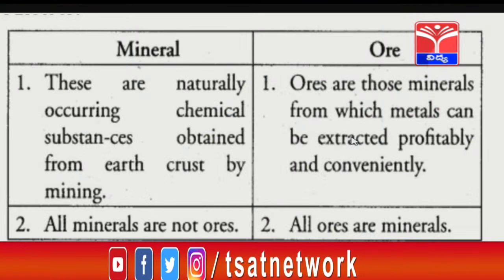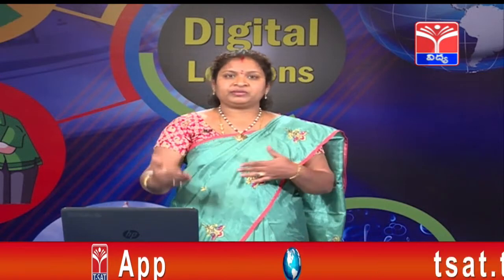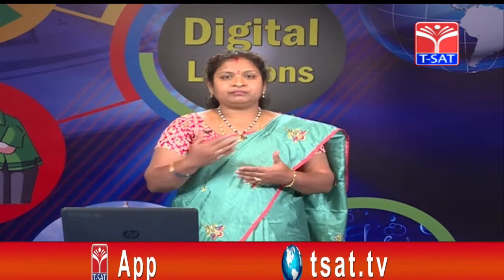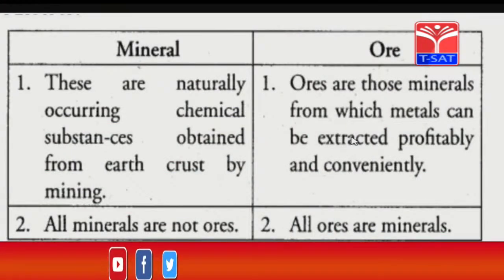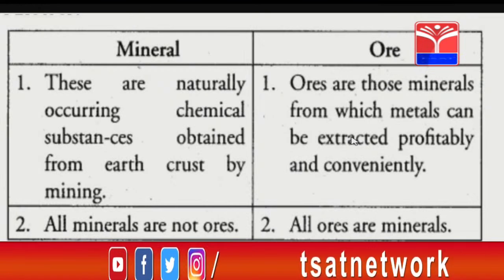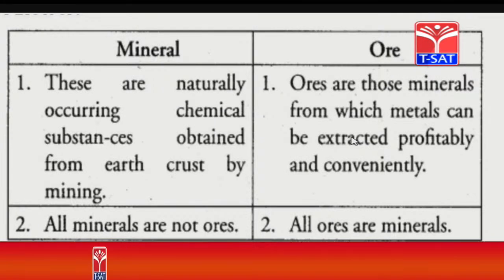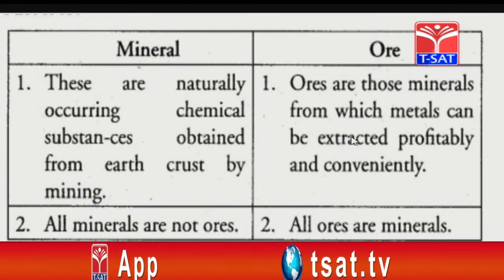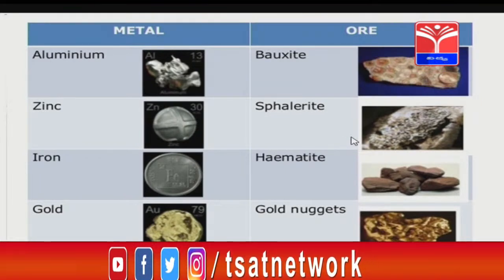Minerals are naturally occurring chemical substances. As I told you, minerals are nothing but the combination of metals and non-metals, metal along with some other impurities. What are ores? Ores are also minerals, but from the ores you can extract metals profitably and conveniently. So, all minerals are not ores, but all ores are minerals. Remember this, children.